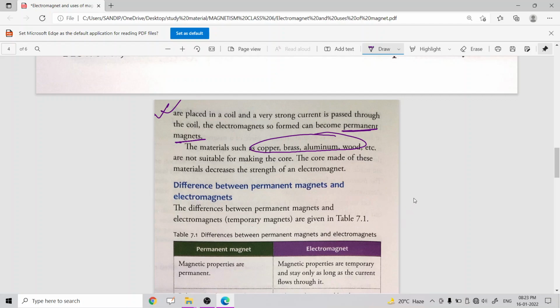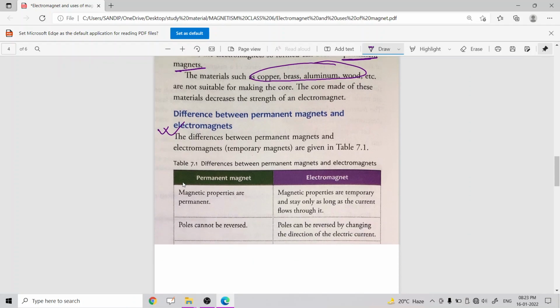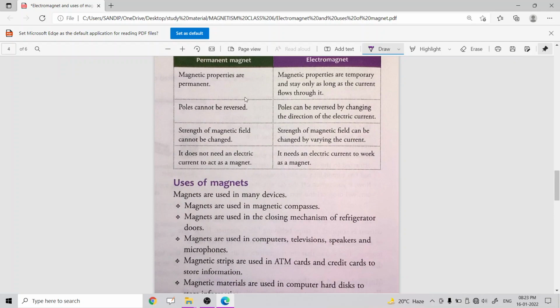Now we move to our next part, that is, what is the difference between a permanent magnet and an electromagnet. So this is the difference. For a permanent magnet, the magnetic properties are permanent. For an electromagnet, the magnetic properties are temporary and stay only as long as the current flows through it. And for a permanent magnet, poles cannot be reversed. We cannot change the pole.